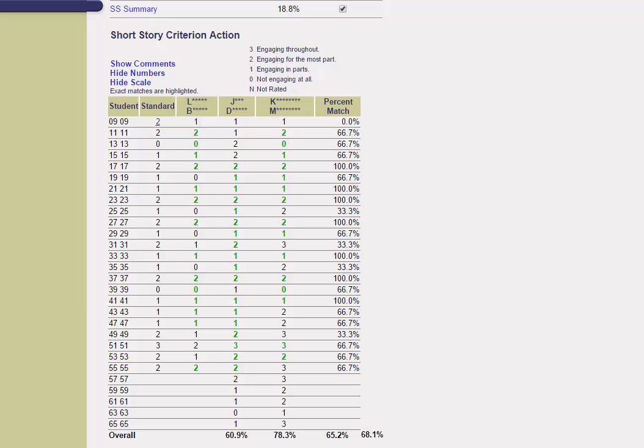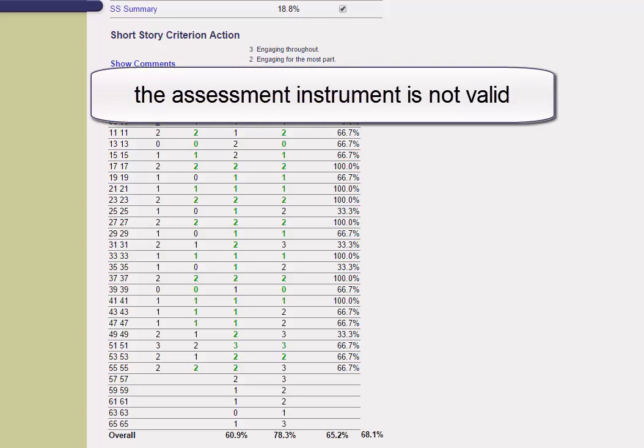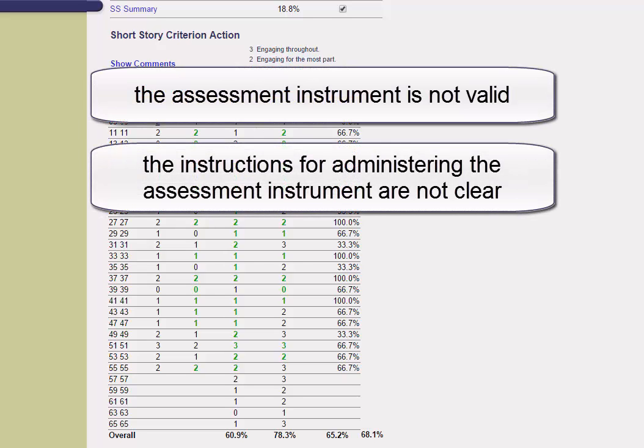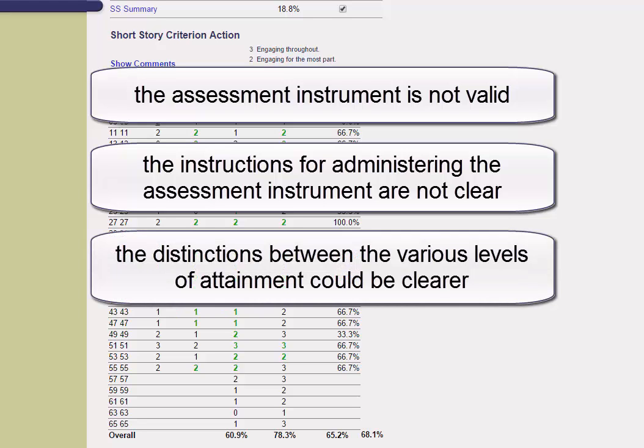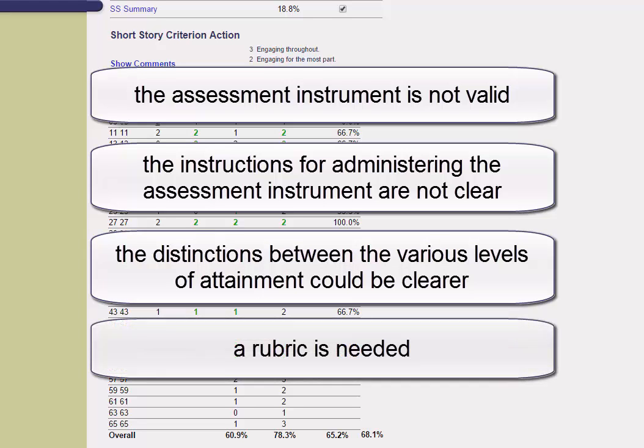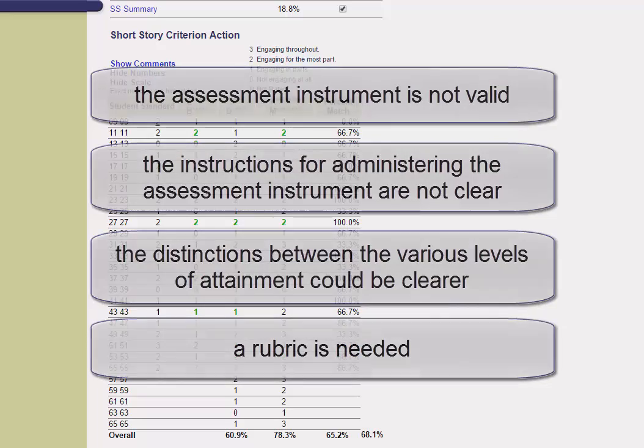There are lots of reasons why raters may not agree in an exercise such as this one. Perhaps the assessment instrument is not valid. Maybe the instructions for administering the assessment instrument are not clear. Maybe the distinctions between the various levels of attainment could be clearer. Or a rubric is needed to describe, explain, or provide examples that characterize each level.